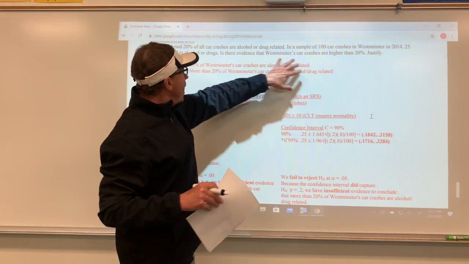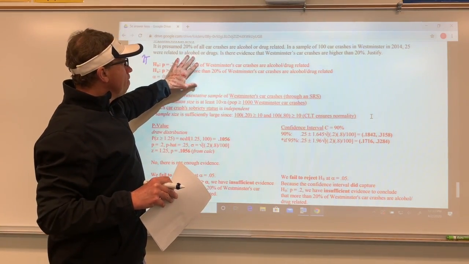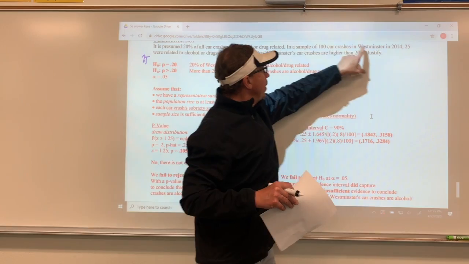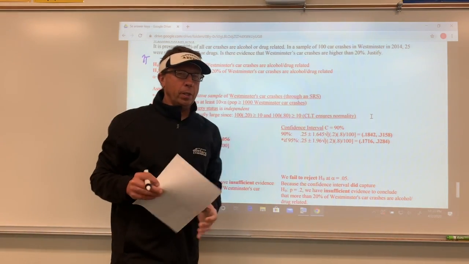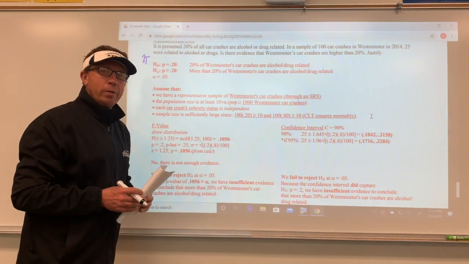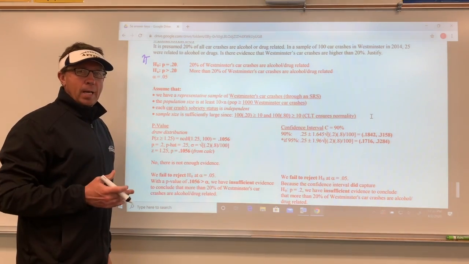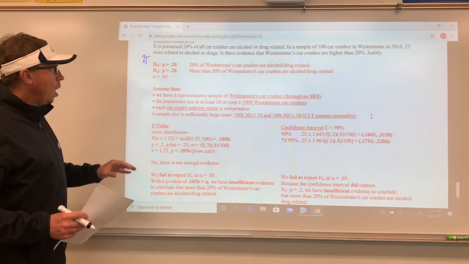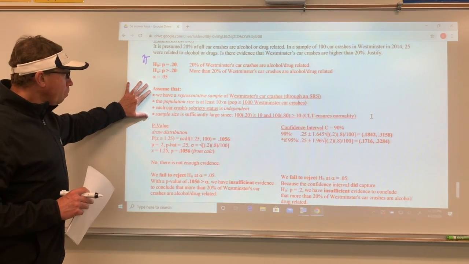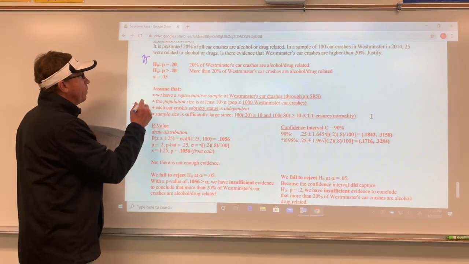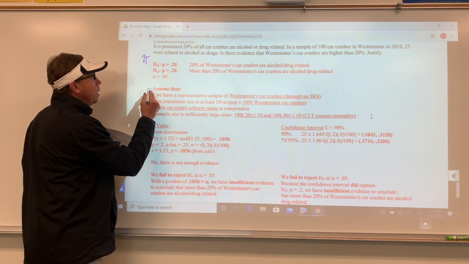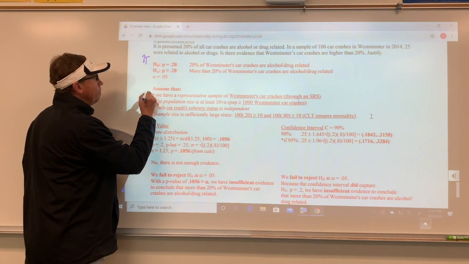Does 25 out of 100 prove for sure that 0.2 is not the right number? 25 out of 100 is only 25% in a very small sample. Let's check it out. Our assumptions are the SPIN acronym.